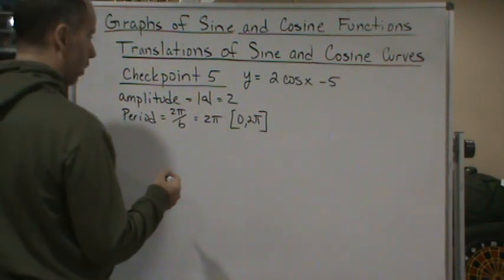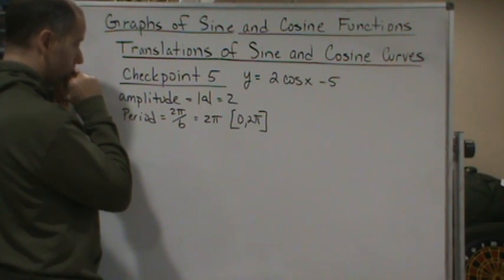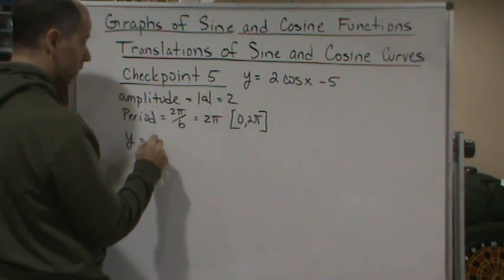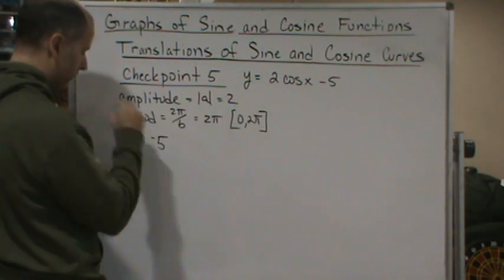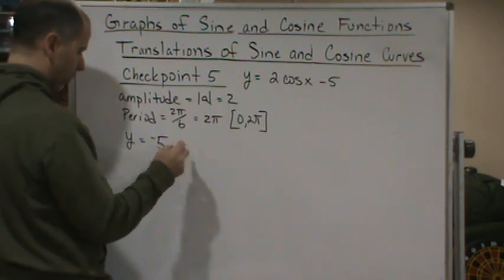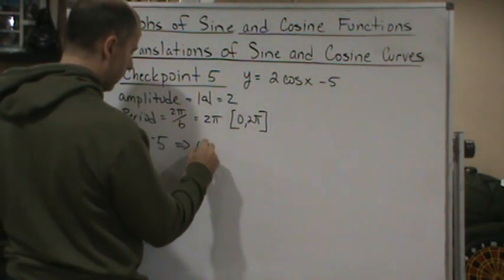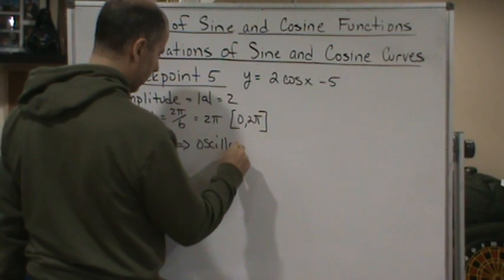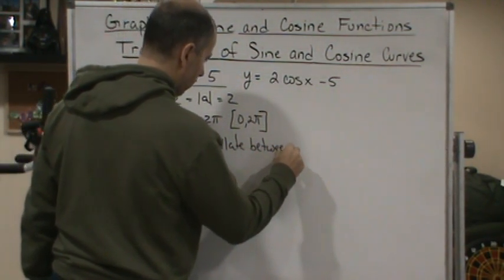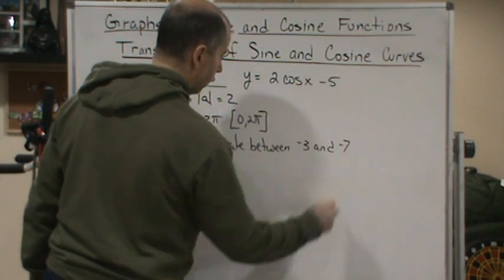All right, so y equals negative 5, so that's going to be the new line about which it's going to oscillate. So this is going to imply that it's going to oscillate between negative 3 and negative 7.